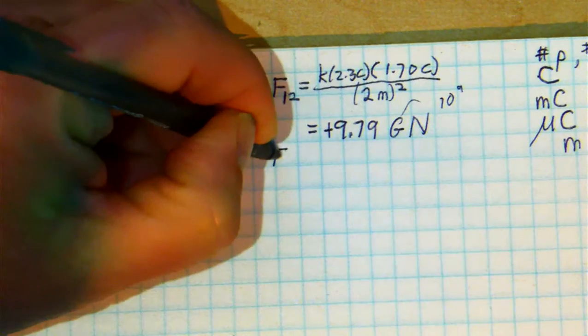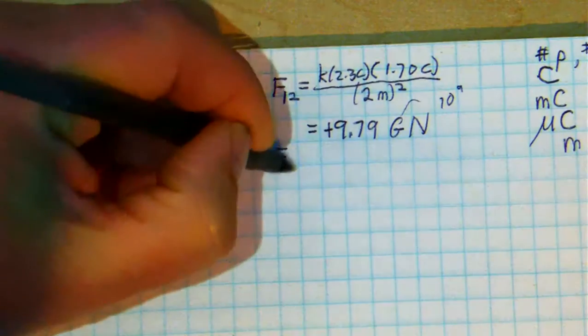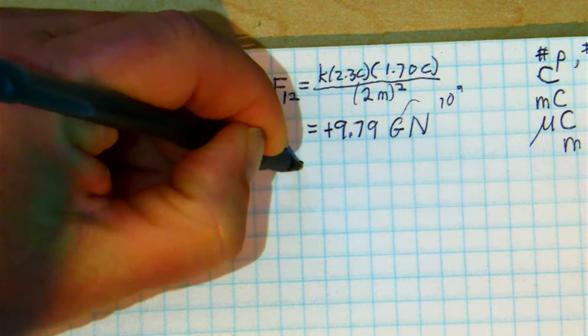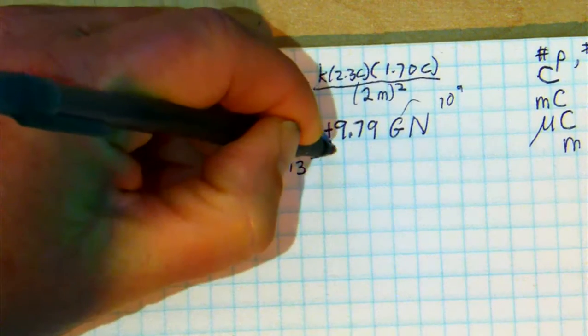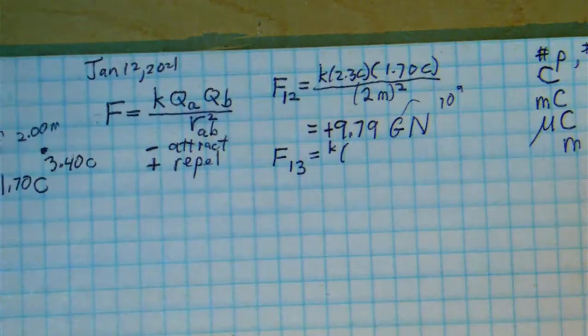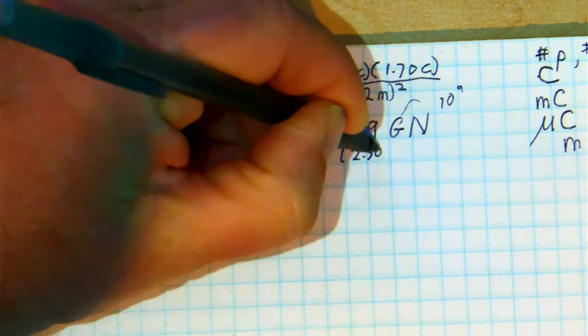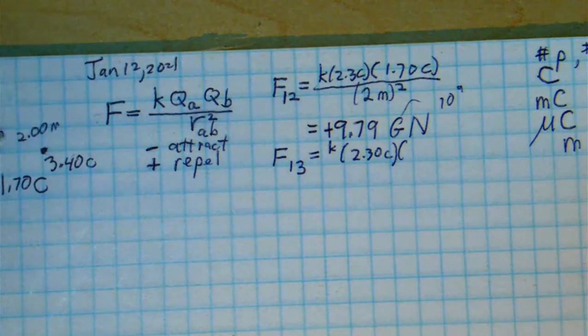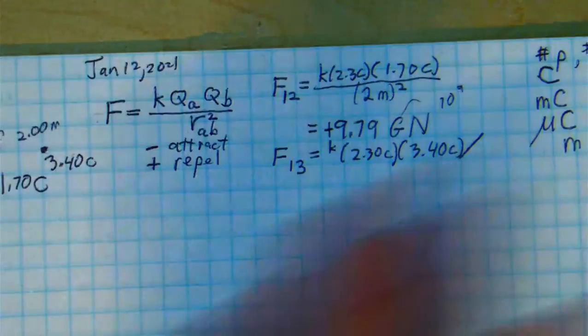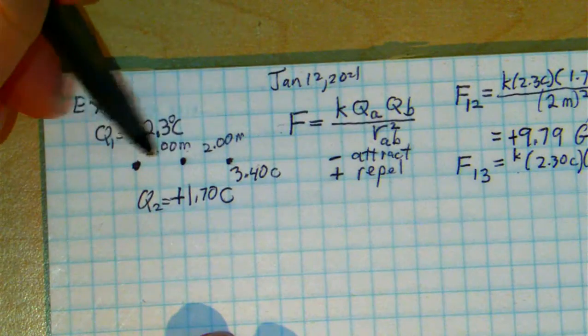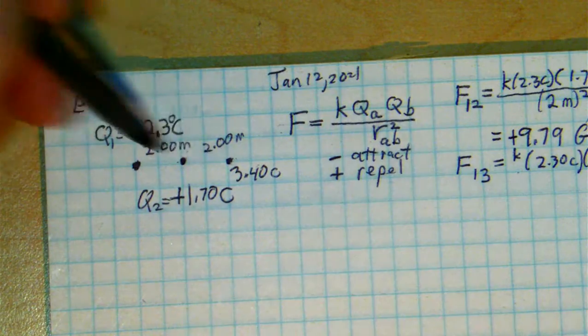Next, I'm going to calculate the force of electrical attraction between charge Q1 and charge Q3. Well, that's going to be K times 2.3 coulombs times Q3, which is 3.4 coulombs. The distance between them is 2 meters plus 2 meters, which is 4 meters.